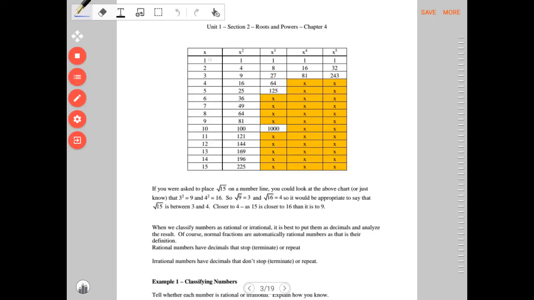Okay, so we have the x's, x squared, x cubed, and a few of the x to the fourths and x to the fifths. So look, if you were asked to place root 15 on a number line, you could look at the above chart or just know.